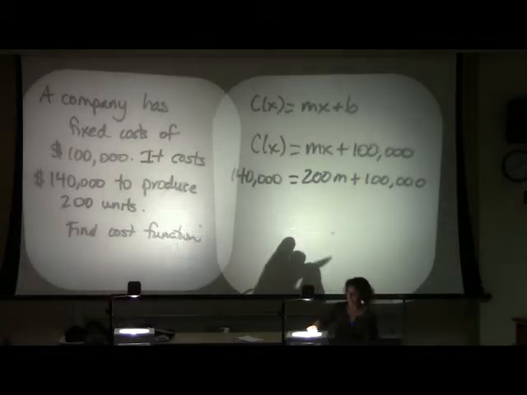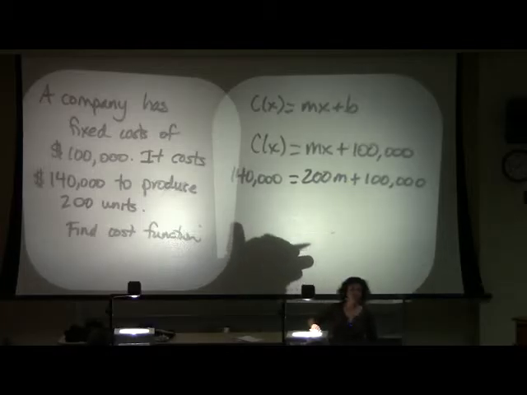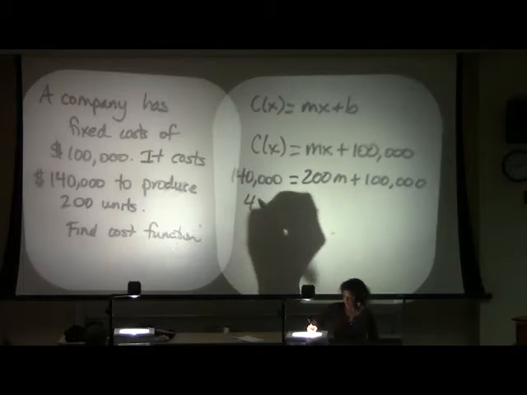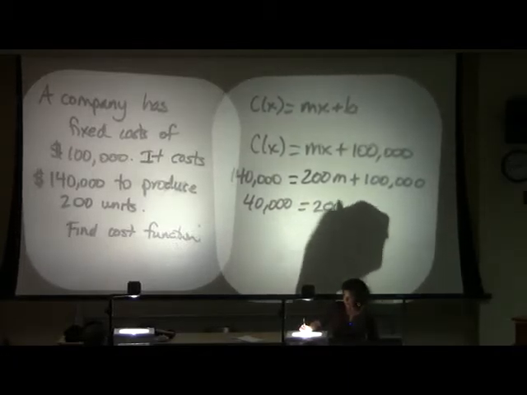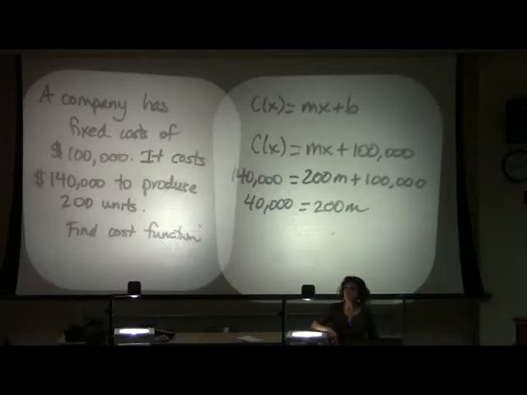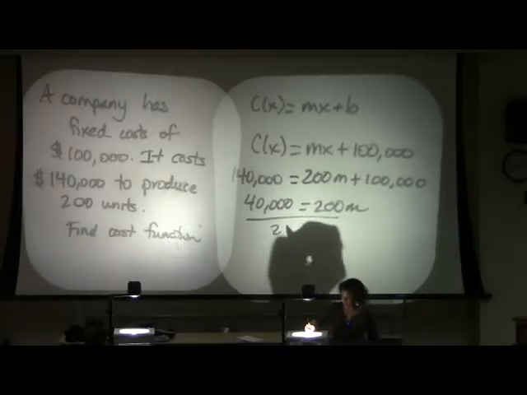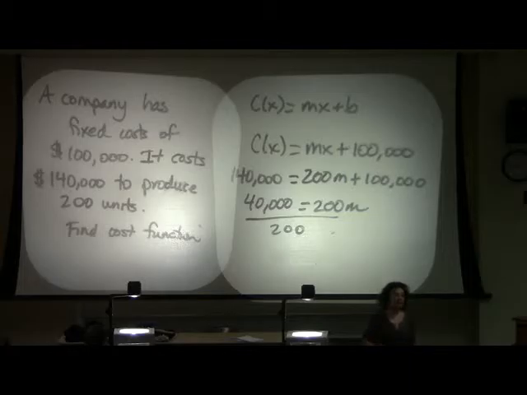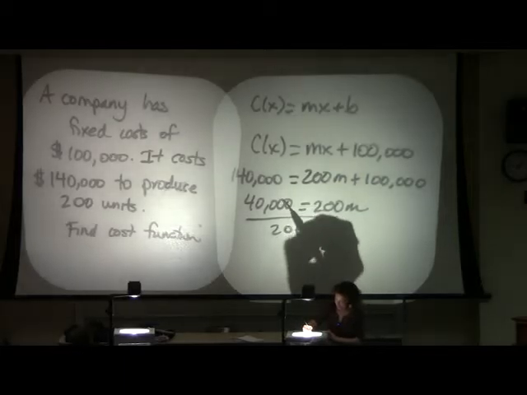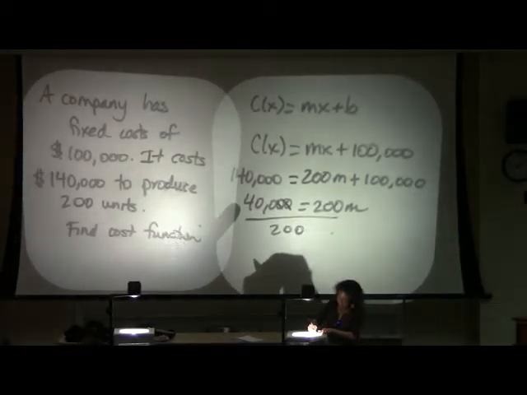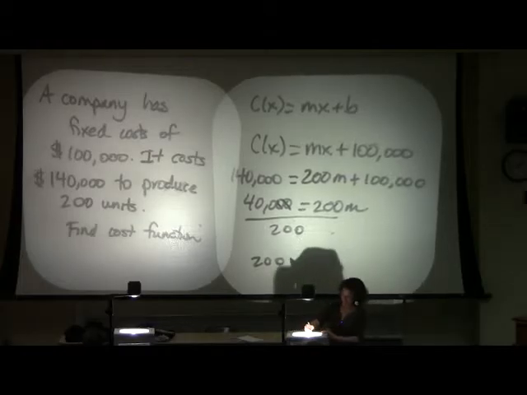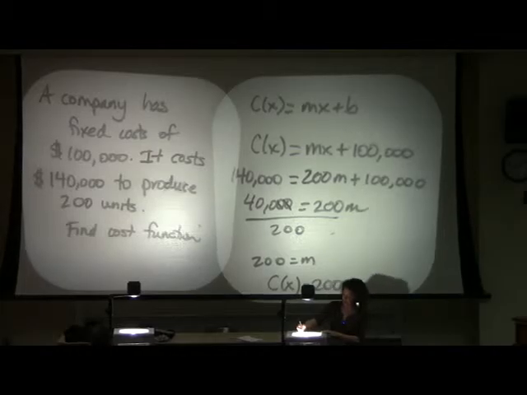All right then, can we solve for m? Yes. How do we do it? First you scoot your 100,000 over, so you get 40,000 is equal to 200m. Now what? Divide by 200. If this is funky algebra for you, well, here's something great you can do over break. All right, come on. So what do you get? Oh, that's so cute, 200. So isn't my cost function 200x plus 100,000?